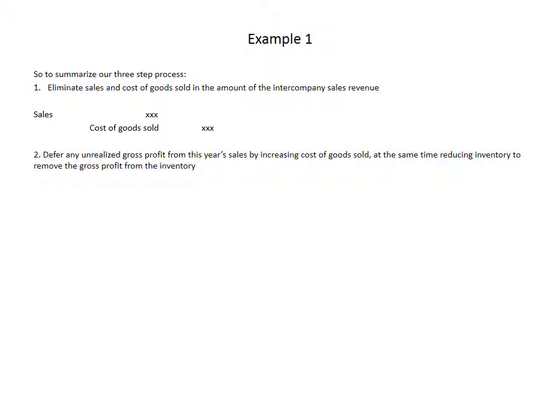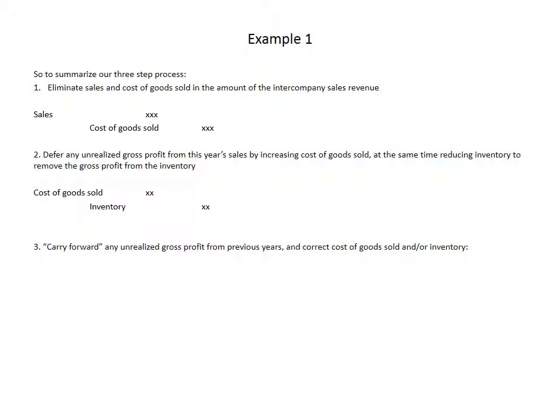So to summarize our three-step process, step 1, eliminate sales and cost of goods sold in the amount of this year's intercompany sales revenue. Step 2, defer any unrealized gross profit from this year's sales by increasing cost of goods sold and at the same time reducing inventory to remove the gross profit from inventory. So we debit cost of goods sold and credit inventory. And then third and finally, we carry forward any unrealized gross profit from previous years and deal with that overvalued inventory accordingly. Again, either correcting cost of goods sold and or correcting inventory.